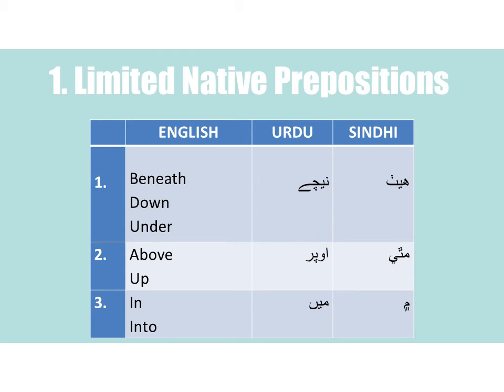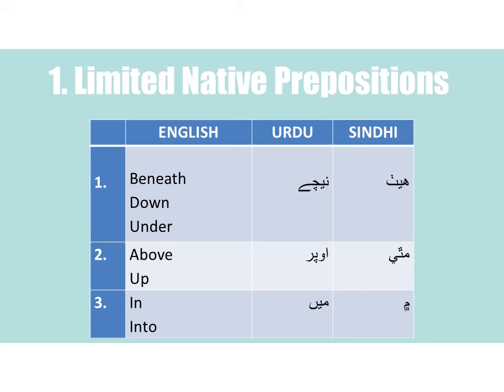Limited native prepositions is another sort of interference, as some English prepositions have different semantic functions, but Sindhi and Urdu languages have a singular lexeme to express those distinct English prepositions. It can hinder L2 students' learning about prepositions.